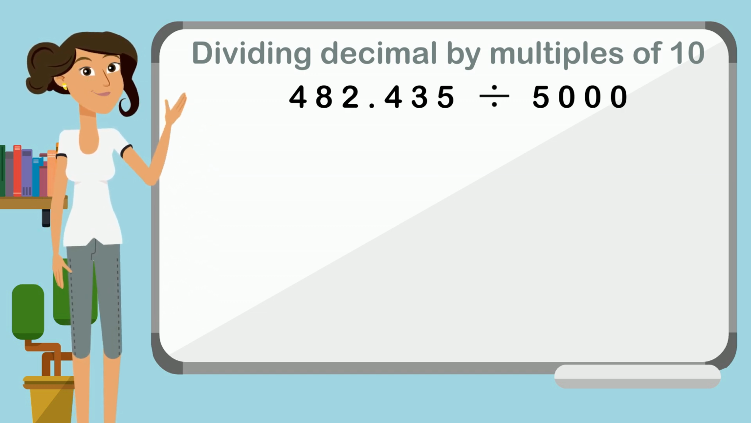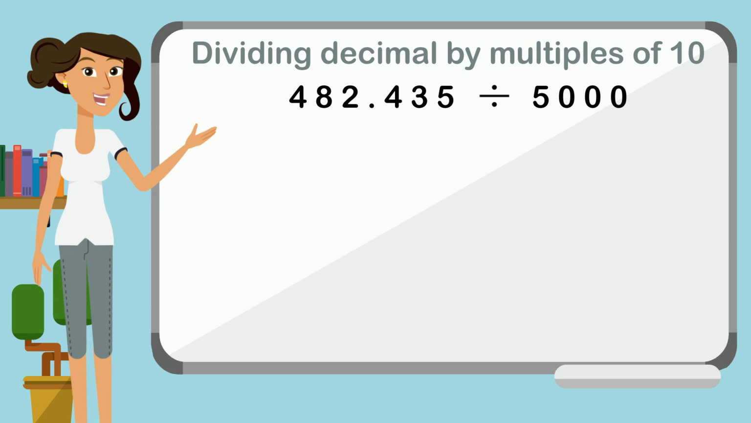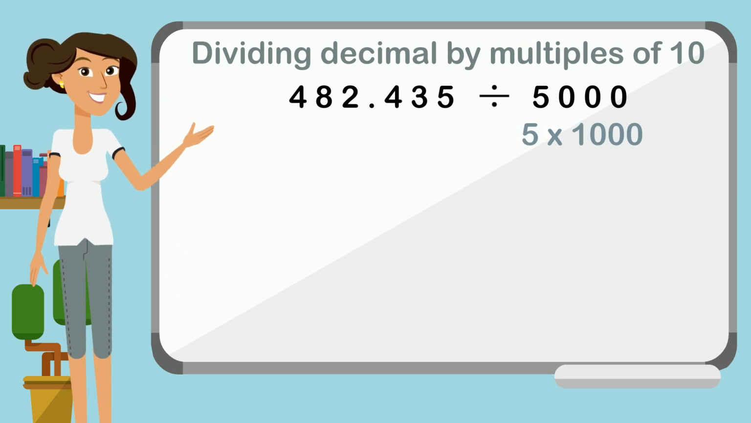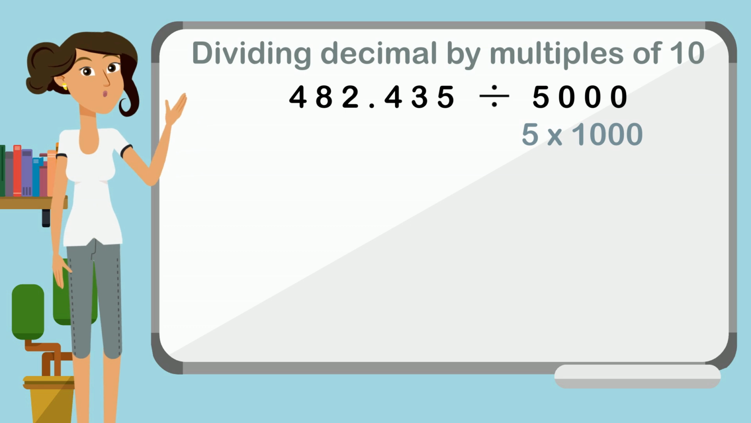482.435 divided by 5,000. We are dividing by a very big number, so we expect our answer to be quite small. This 5,000 can be broken down to 5 times 1,000. So to make our calculations easier, we'll divide by 5 first, and after we finish, we'll divide by 1,000.